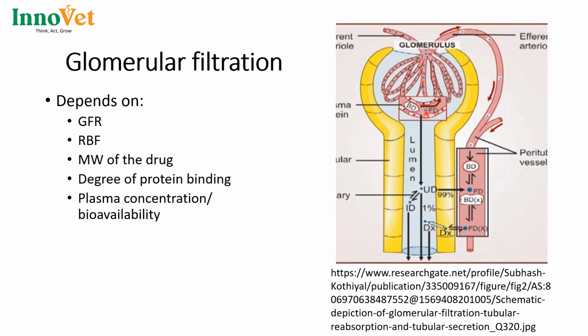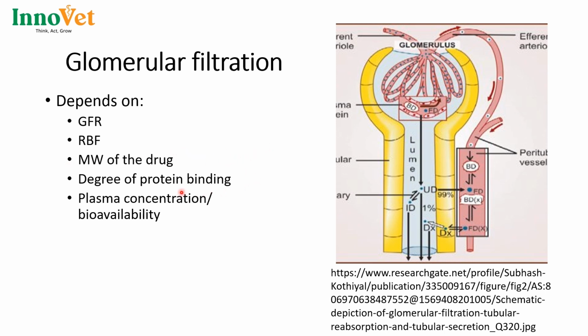For example, we know that this filtration barrier has the fenestrations in the blood capillaries and also the slit pores. So if something is of a large molecular weight, it will not pass through that filtration barrier, but only those of a small molecular weight will pass through the filtration barrier.